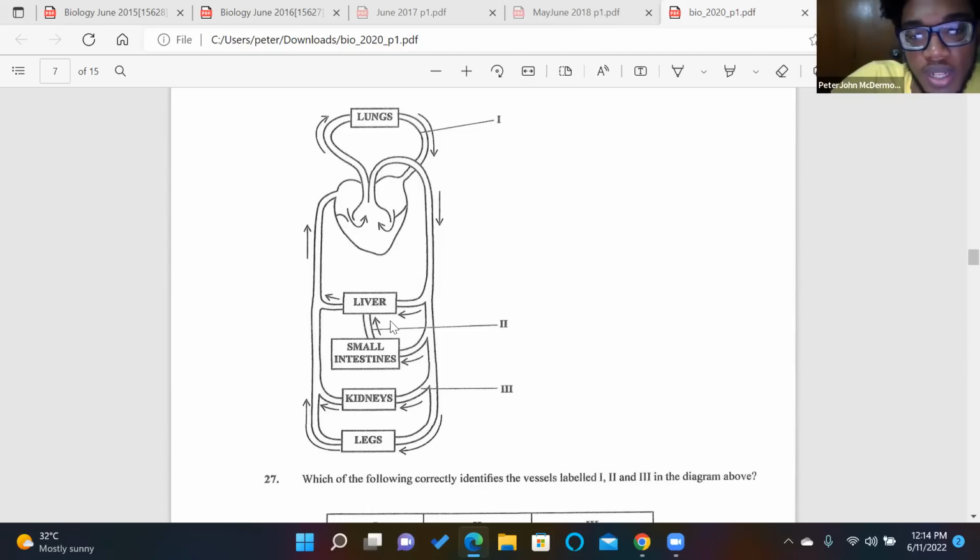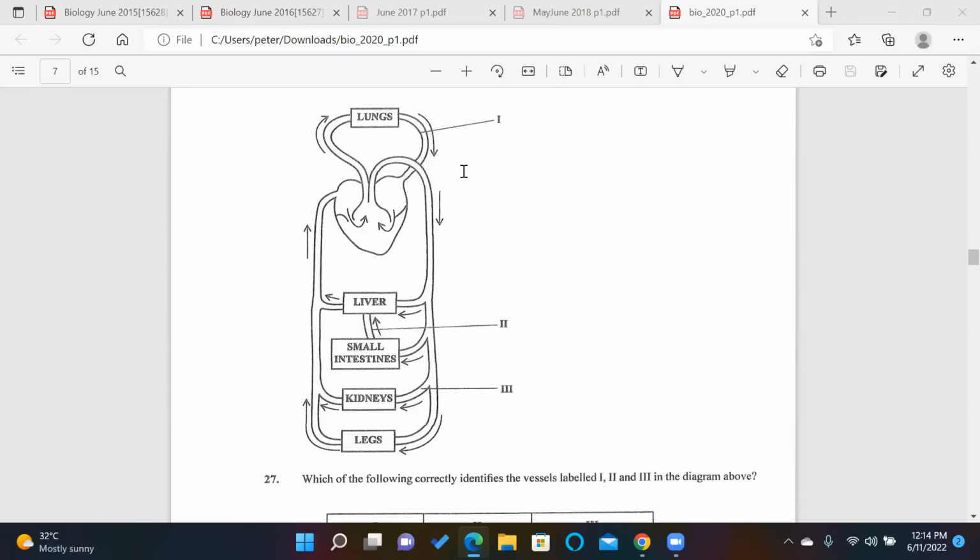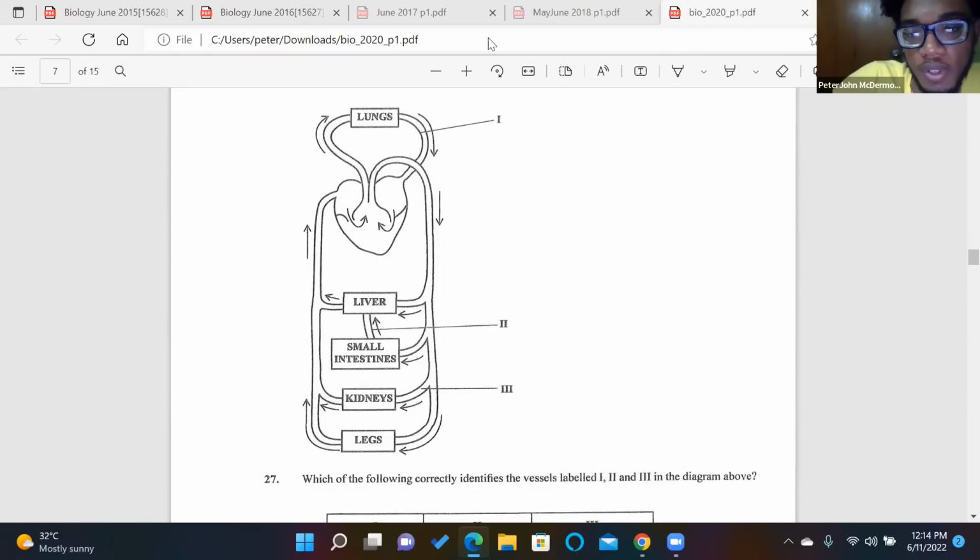What word do we use to describe the liver? Hepatic. Have you guys ever heard that word before? Hepatic. That's the word that we use to describe the liver. So if we're going to the organ, we're an artery. If we're leaving the organ, we're a vein.